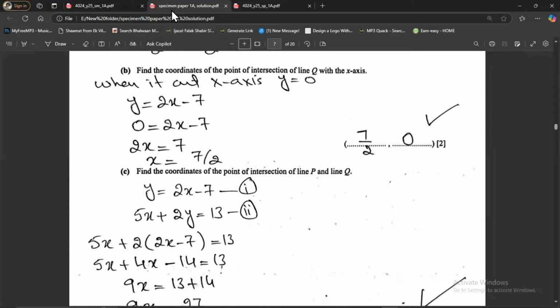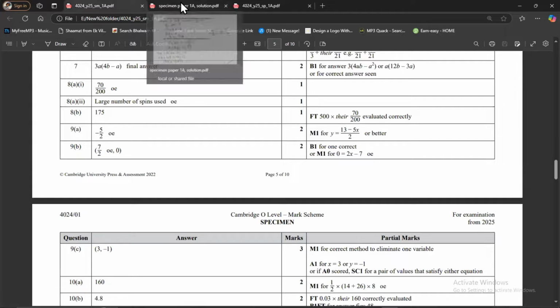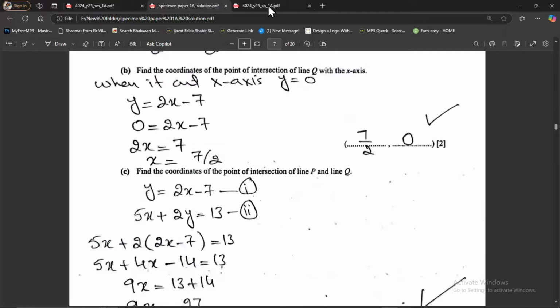So 0 is equals to 2x minus 7. 2x will be equals to 7. X will be equals to 7 by 2. So 7 by 2, comma 0. These are the coordinates when the q intersects the x-axis. So 7 by 2, comma 0. My answer is right. This is how I have done it.